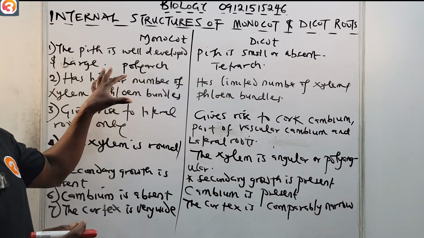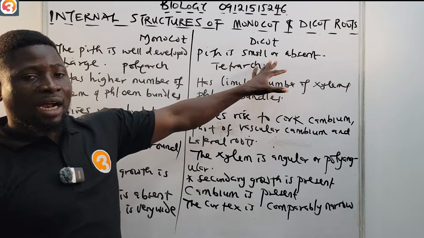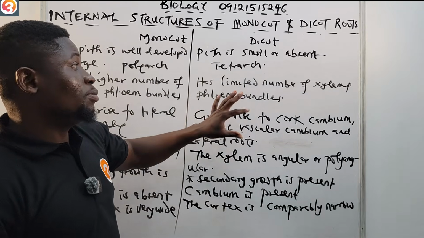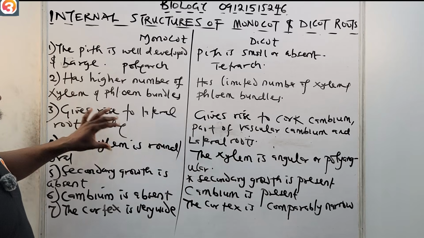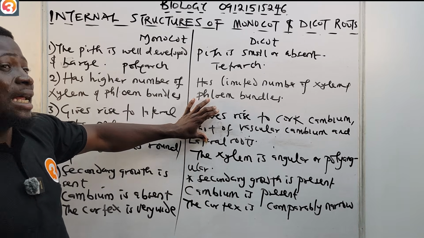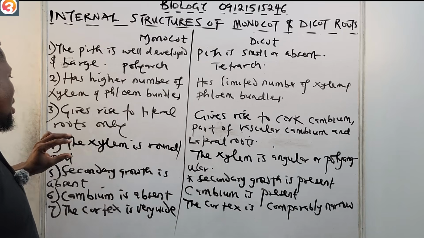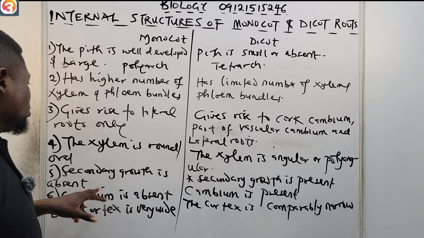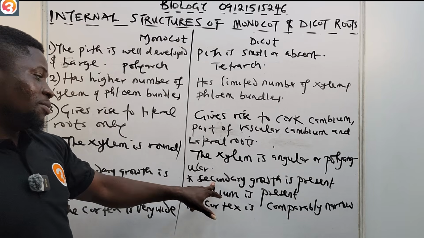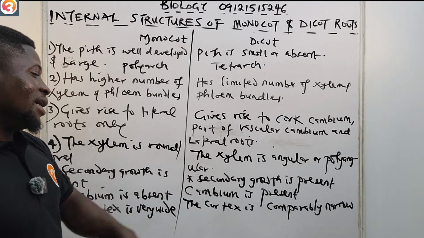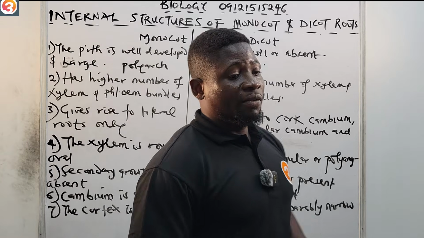The pith is well developed and large here; pith is small or absent there. It has a higher number of xylem and phloem bundles; this one has a limited number. It gives rise to lateral roots only; this one gives rise to cork cambium, part of the vascular cambium, and lateral roots. The xylem is round or oval here, while the xylem here is angular or polyangular. Secondary growth is absent here, present there. Cambium is absent, cambium is present. The cortex is very wide, while the cortex is comparably very narrow.